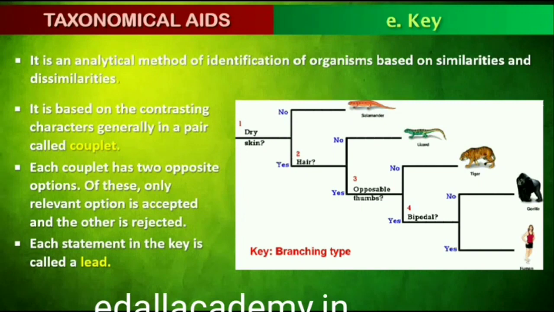1.4.5 Key. Key is another taxonomical aid used for identification of plants and animals based on the similarities and dissimilarities. The keys are based on the contrasting characters generally in a pair called couplet. It represents the choice made between two opposite options. This results in acceptance of only one and rejection of the other. Each statement in the key is called a lead. Separate taxonomic keys are required for each taxonomic category such as family, genus and species for identification purposes. Keys are generally analytical in nature.